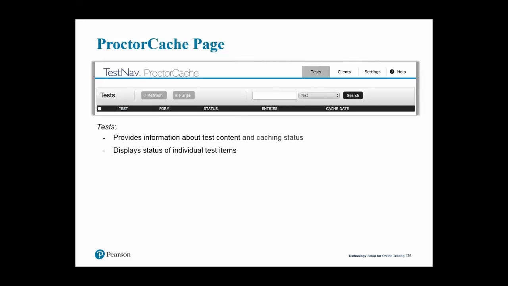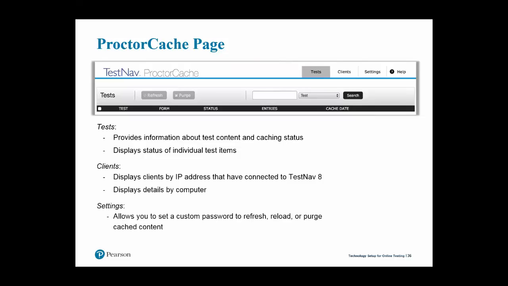Tests is going to show you information about test content and the status of the caching. It's also going to show you individual test items, and the status of those individual test items. Then you have the Clients tab, and that's going to show you the clients by IP address. It's going to show you all the computer IP addresses that have connected to TestNav, and it will show you details by computer. And then you have your Settings tab. So this is going to be where you'll be able to refresh or reload or even purge your test content.